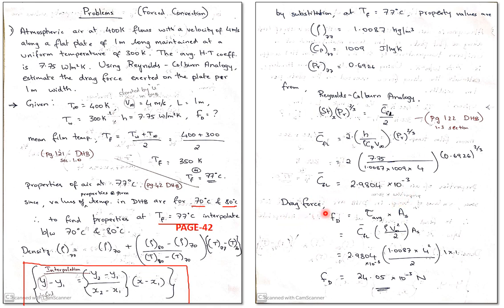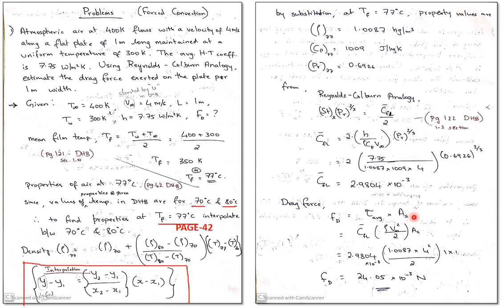Now, drag force. Drag force is nothing but tau equals force by area. That's all. The force is equal to tau into area. What is tau average? There we will get the value of tau average as CFL into tau Wx, that is average, rho V infinity square by 2 into AS.